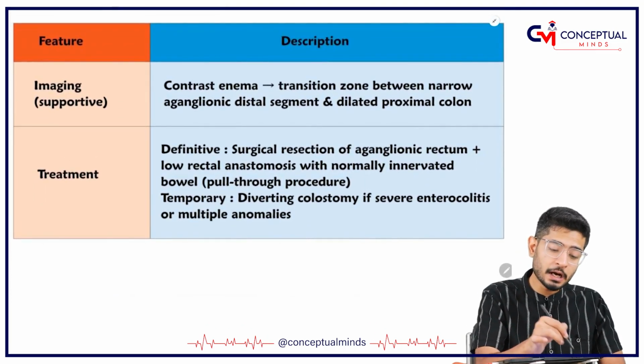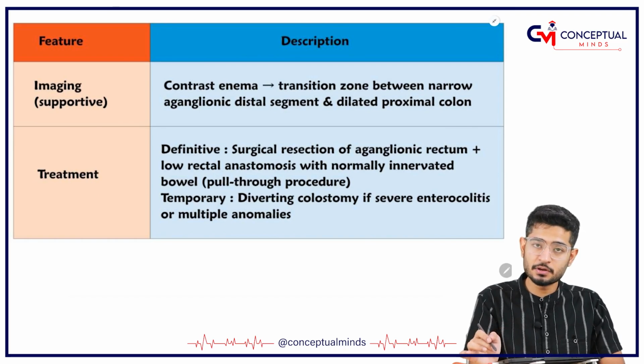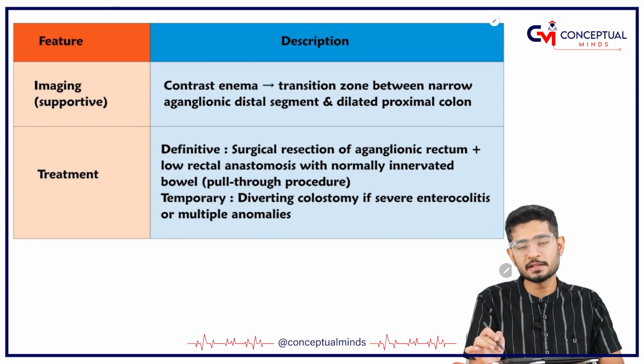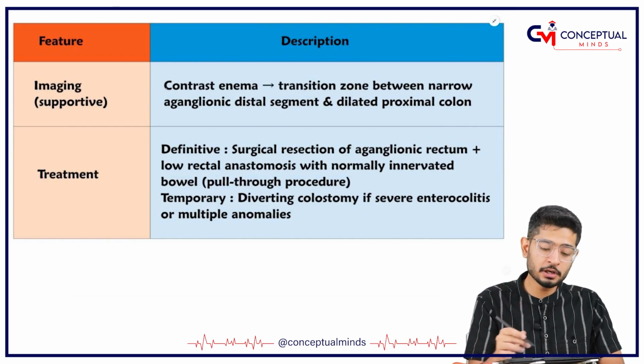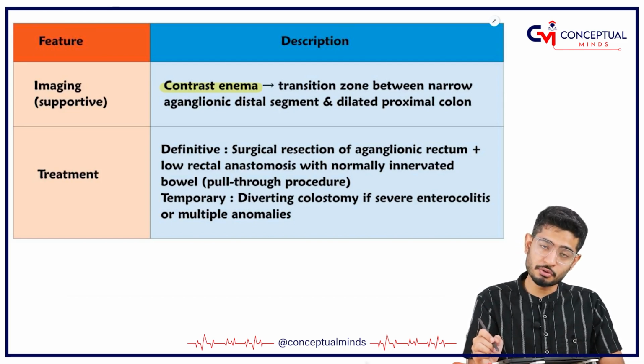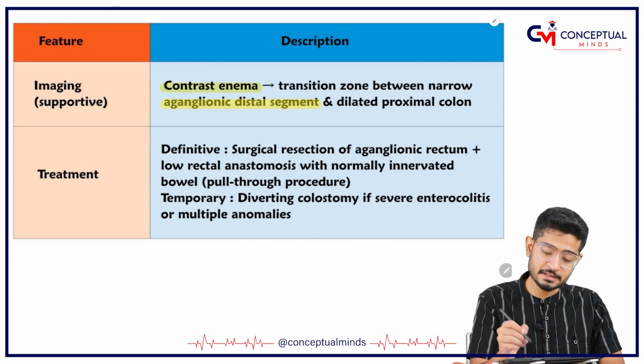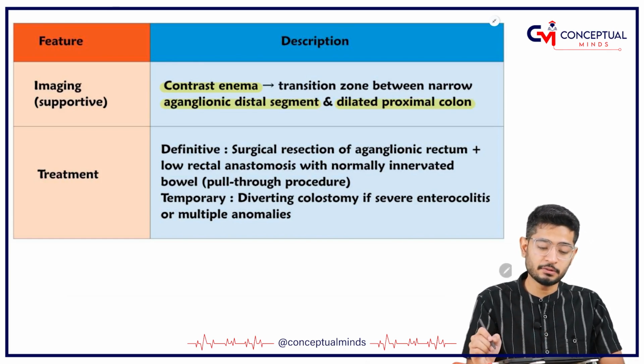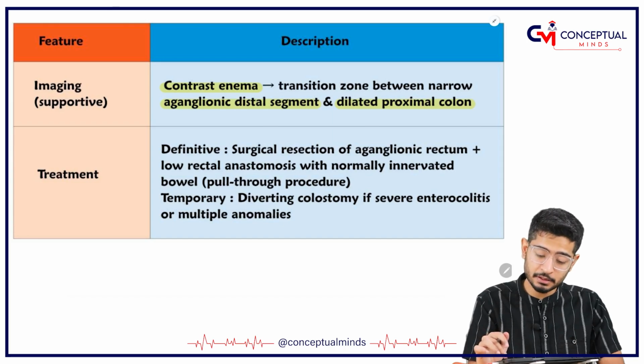Okay. Other thing, what imaging studies you can perform, of course that's going to be something supportive in order to see that some other obstruction is not there. So we do a contrast enema, that is going to show you an aganglionic distal segment and dilated proximal colon. What is the treatment?